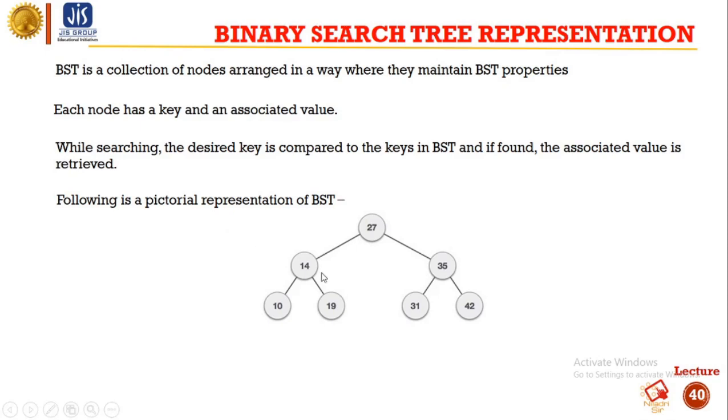Again, if we take 14 as root node, then 10 is less than 14, so it is on the left hand side. And 19 is on the right hand side of 14, which is greater than 14. In the right hand part, 35 is root and 31 is less than 35, and 42 is on the right hand side, which is greater.